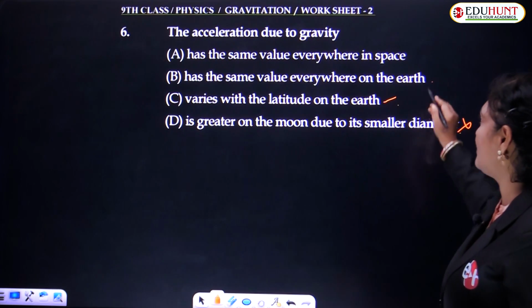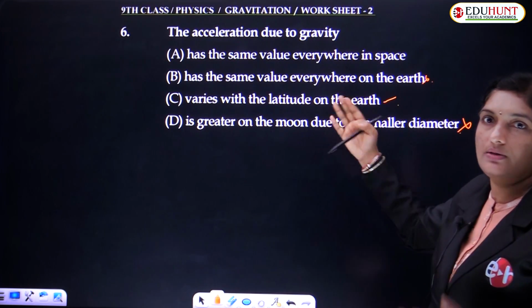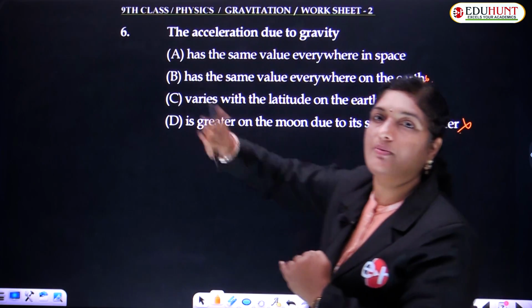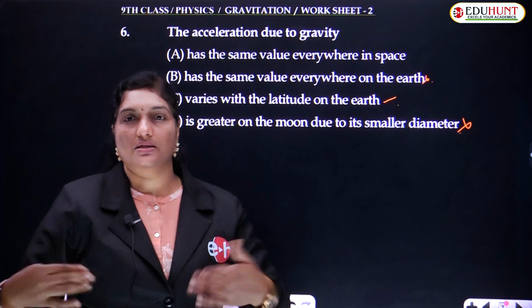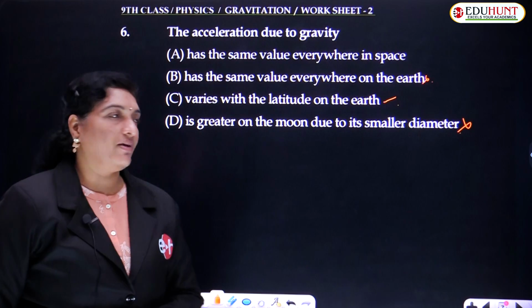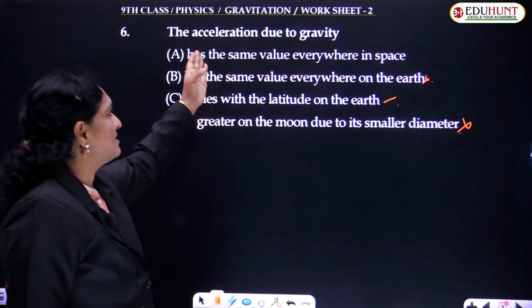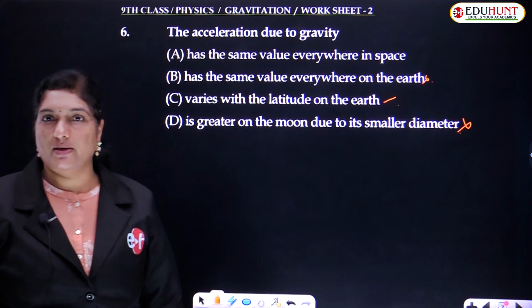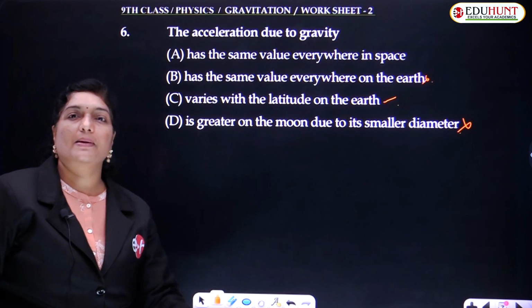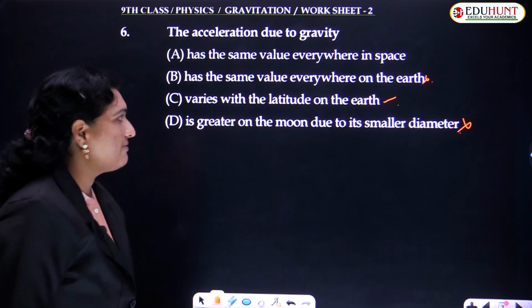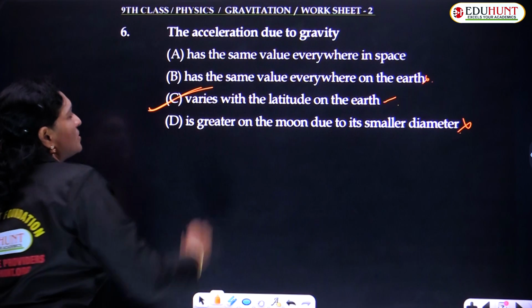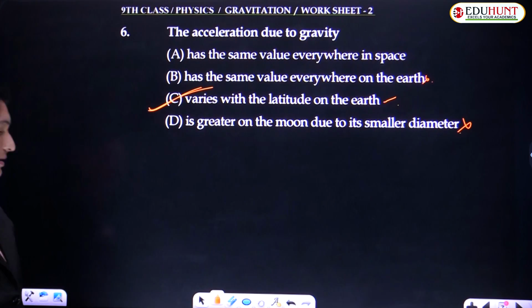Has the same value everywhere on the earth? No, we know that as we go away from the earth or go into the earth, the value of g varies. Has the same value everywhere in space? No. At different places, different acceleration due to gravity is observed. The only correct option is option C.